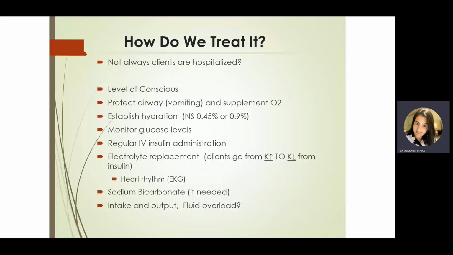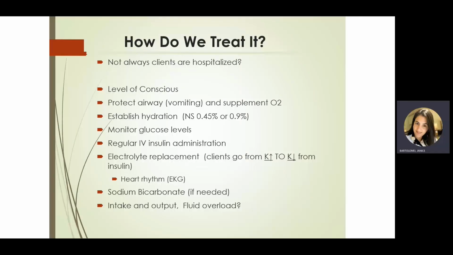You want to monitor their electrolytes. Initially, they're hyperkalemic because of the dehydration and their insulin and glucose levels. But then as you start giving them insulin, their potassium crashes. So you might have to replace electrolytes. Potassium in particular, whether it's low or high, the heart doesn't like it. And so whether you have a low potassium or a high potassium, you can go into cardiac arrhythmias.